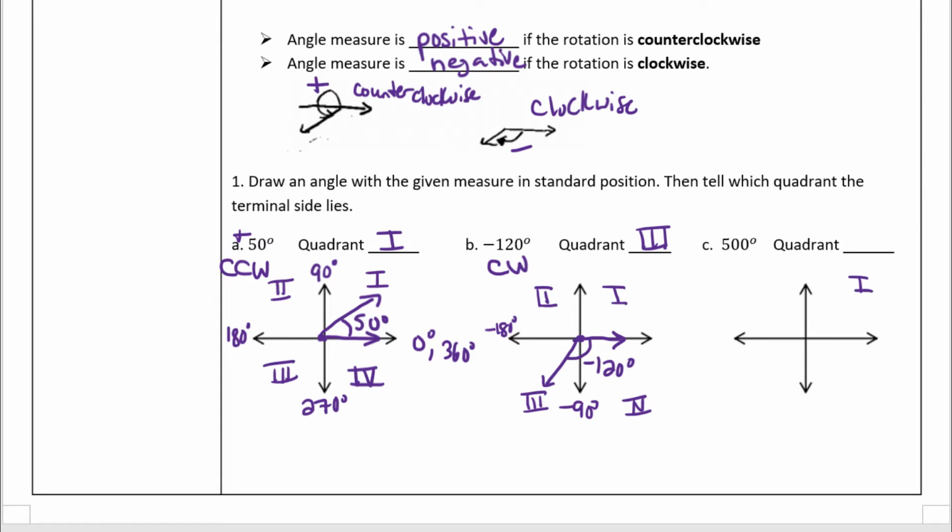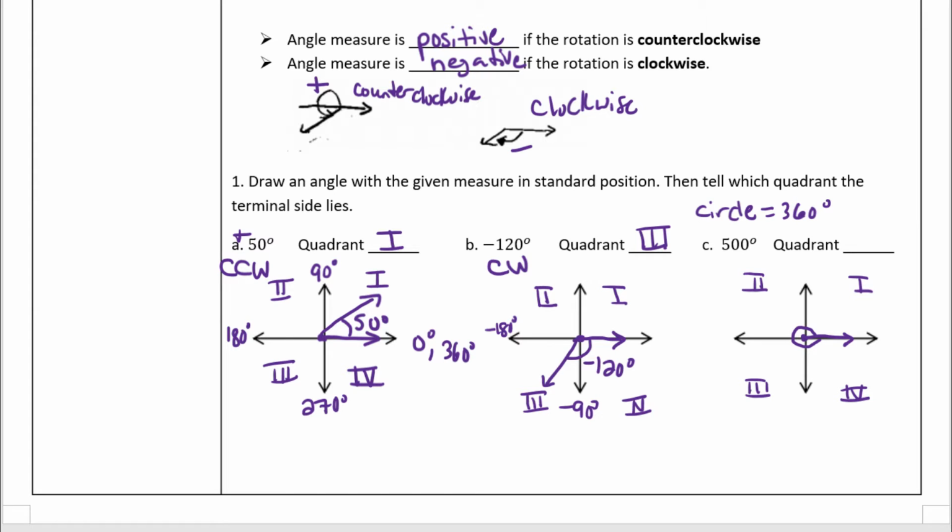I'm going to label my quadrants again: 1, 2, 3, and 4. Now 500 degrees. This is more than 360, so you're doing more than one full circle. Remember, a full circle is 360 degrees. This is your vertex, this is your initial side. You're doing one full circle and then a little bit more.